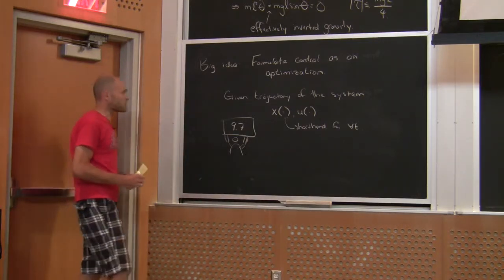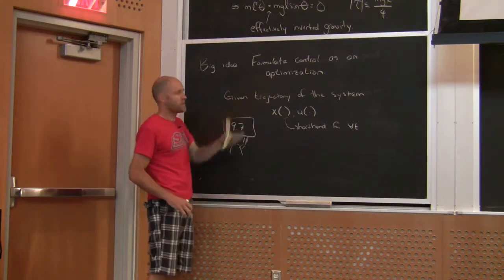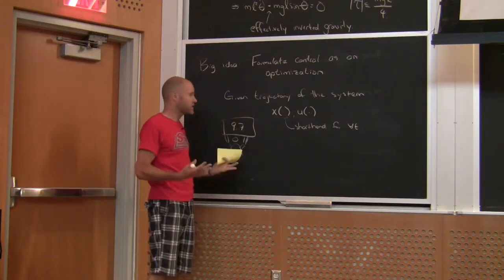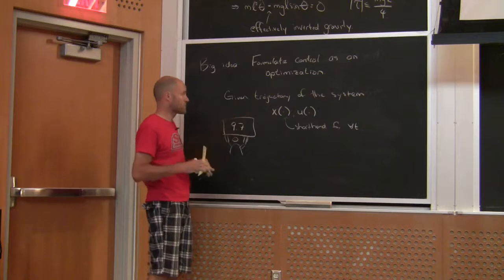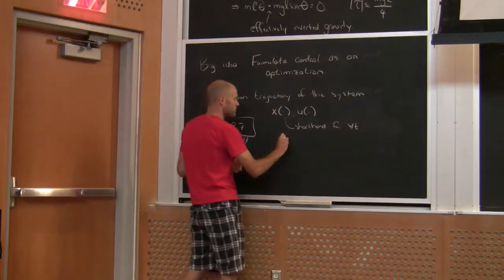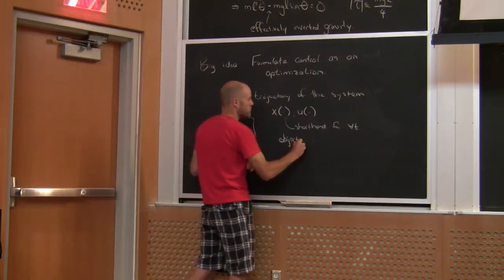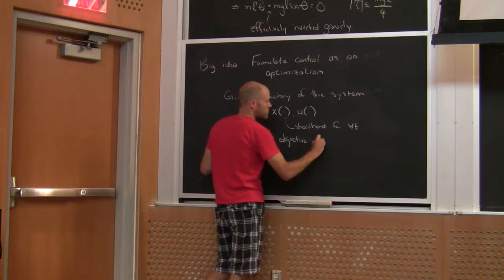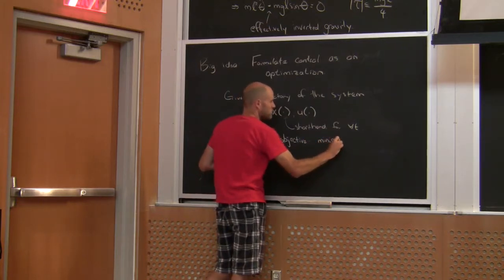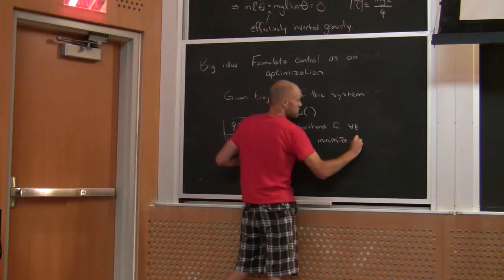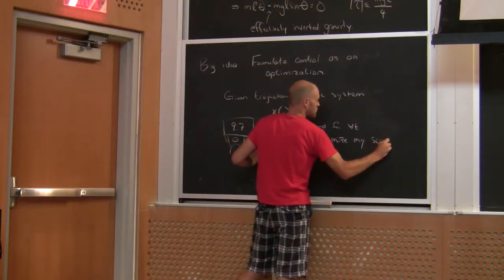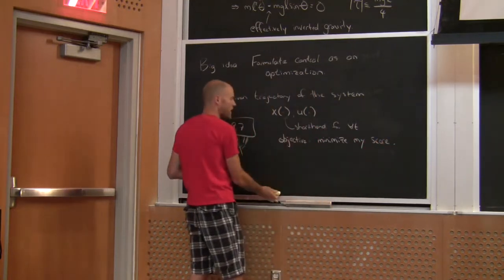Okay, so there's one more thing. Optimization algorithms can often consume the idea of, this would be an objective for an optimization. Can also have constraints.